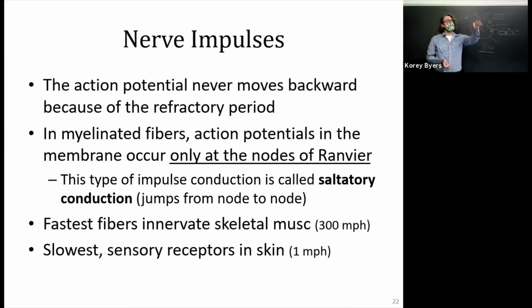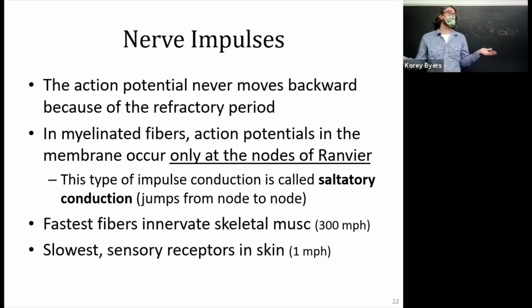So if you take salt and drop it, think of how it bounces around. Saltatory is jumping, or salticity, or the jumping spiders. And so this type of impulse conduction is called saltatory conduction, and it jumps from node to node. It allows the impulse to be fast. If it had to go all the way down, it would be slower, but when it jumps and jumps and jumps, it can send a quick impulse.